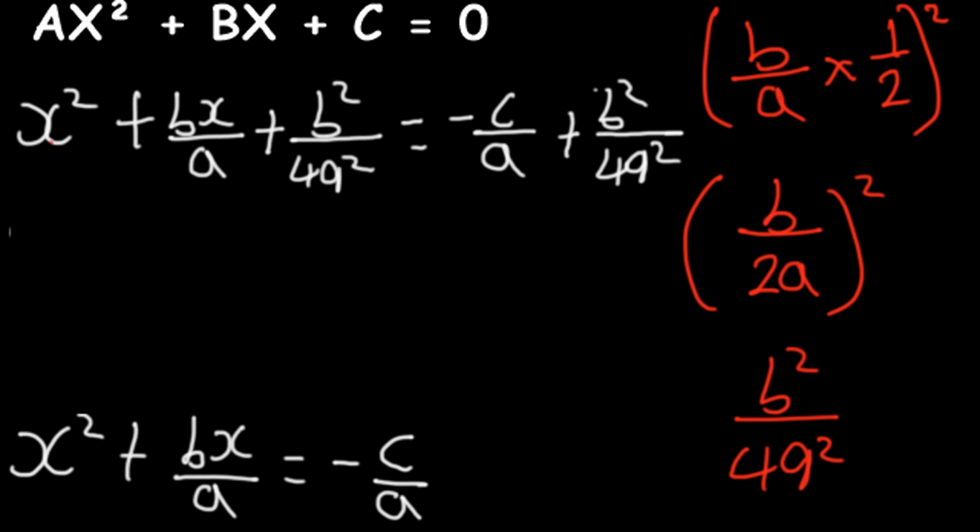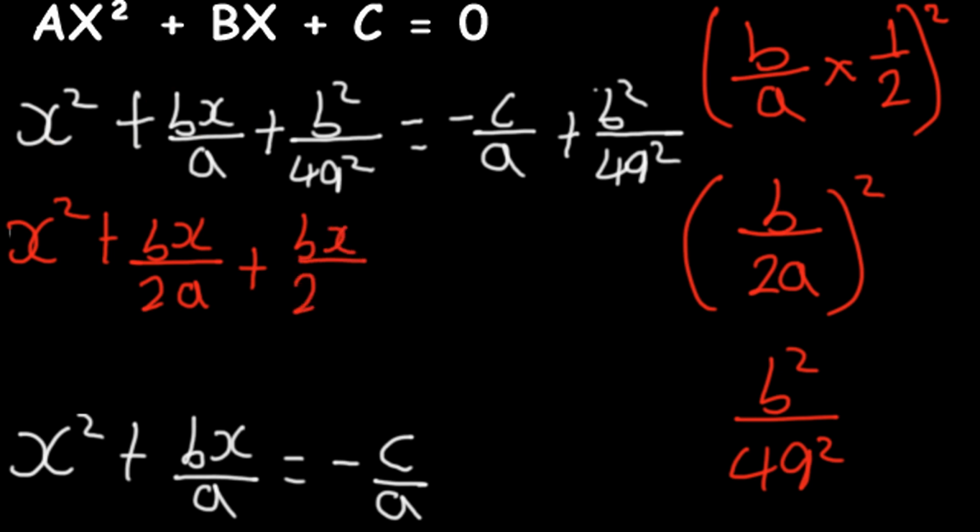So it means we have x squared plus bx over 2a plus bx over 2a plus b squared over 4a squared.